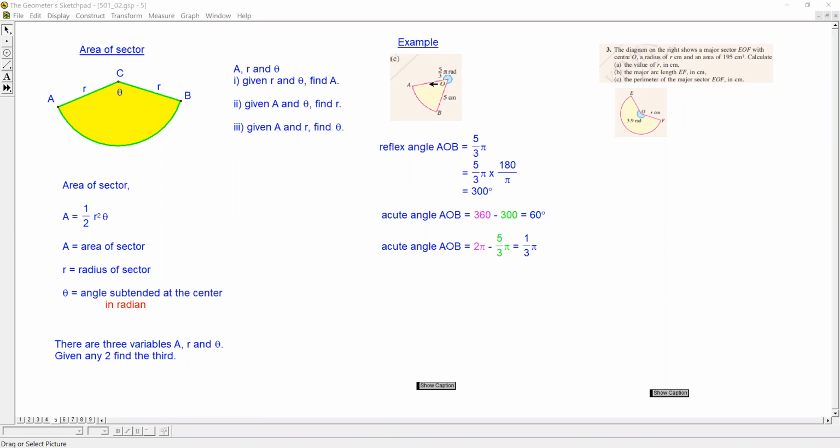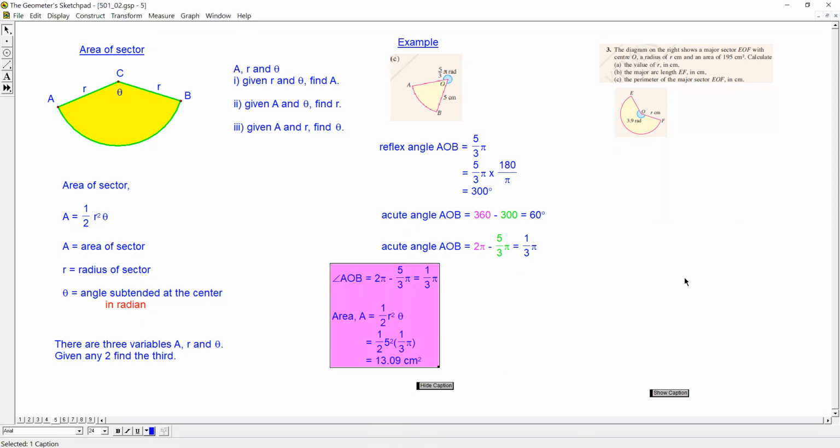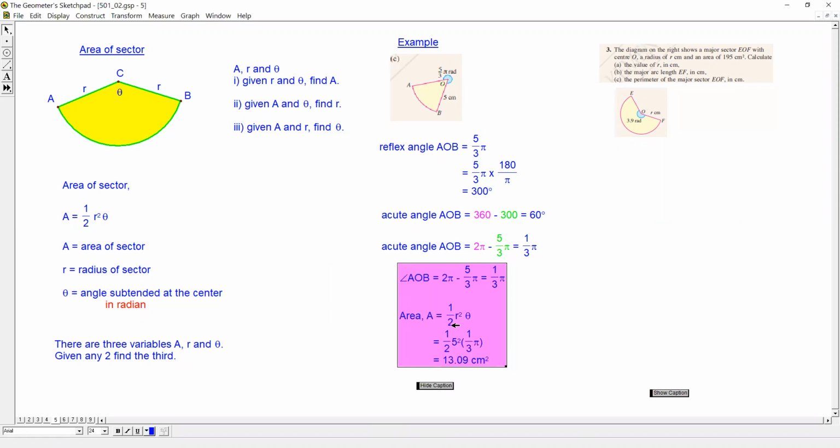So now I want to find the area here. Area is half r squared theta. Half is always there. R, I look at the diagram: R is 5 cm, so I put 5 squared. Angle theta, we calculated just now already: 1/3 pi. So put down 1/3 pi.